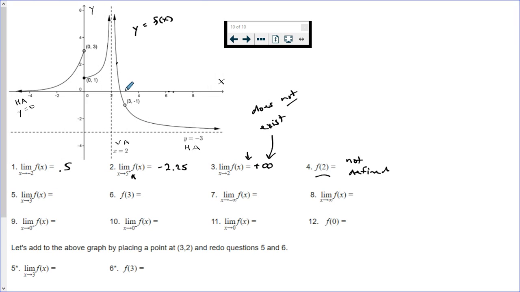We assume it's from both sides. 3 is right here. Remember, I started off by saying this is a little confusing because this almost leads you to believe that (3, -1) is a point on the graph, but it's actually a point not on the graph. They're labeling this hole here. So there is no functional value at x equals 3.